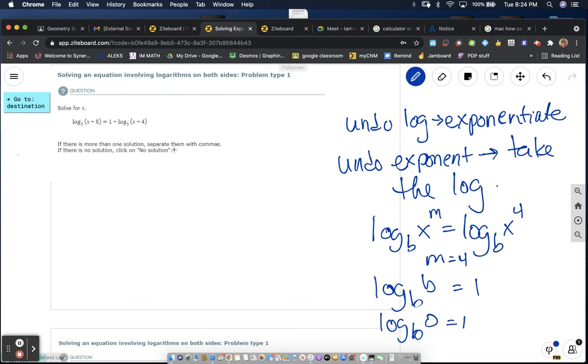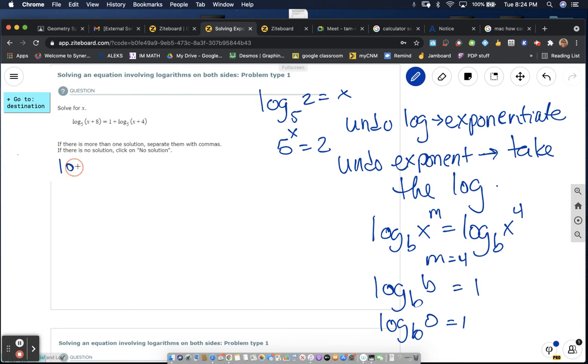Okay, so take a look at this. I'm going to rewrite it just a little bit bigger. It says solving an equation involving logarithms on both sides, problem type 1. Before, when we had a logarithm on one side, it was really easy because you just had like log 5 of 2 equals x, and then all you had to do was rewrite it, and then you understood what was happening. But now we have it on both sides, so we've got to use some trickery, if you will. It says if there's more than one solution, separate them with commas. If there's no solution, click on no solution.